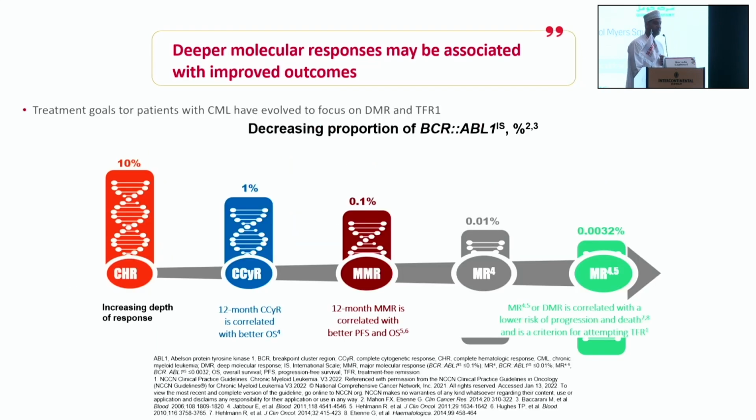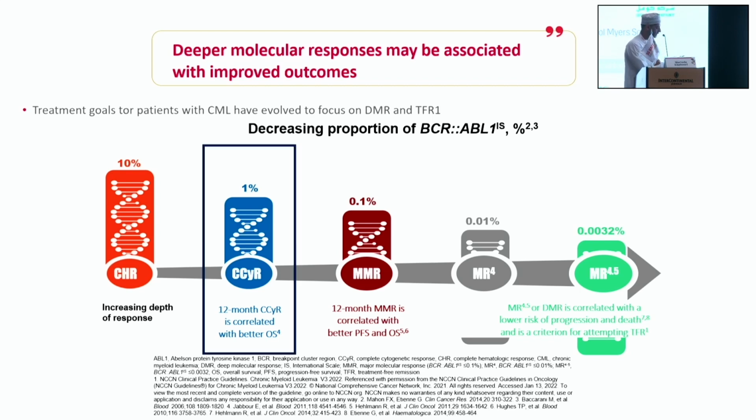The next is the value of the responses. We know some responses, these molecular and lab responses, are associated with clinically important outcomes. The first outcome that we know is important is the CCyR, what was called the safe haven of CML. Once you achieve CCyR, your risk of progression is very low. So again, the view is the same, that CCyR at one year correlates with better overall survival.